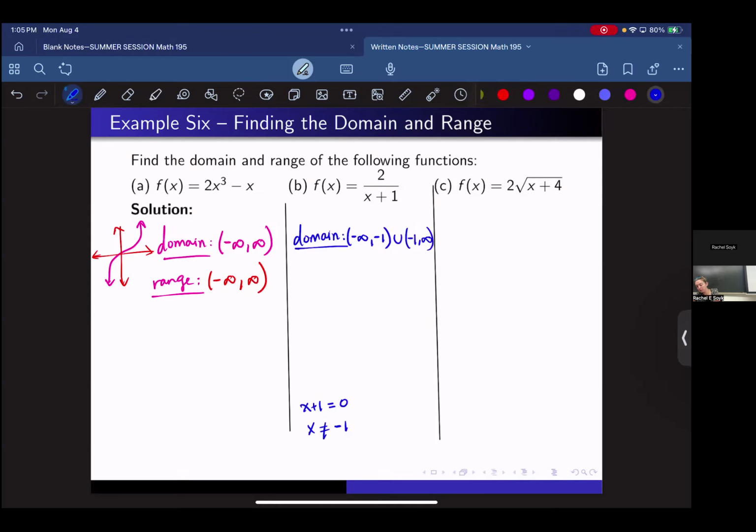Our range, we have 2 over x plus 1. So essentially, what's our famous graph here that we're looking at? We're looking at that reciprocal function graph. And we have those x and y axes as our asymptotes. So it's going to look something like this.